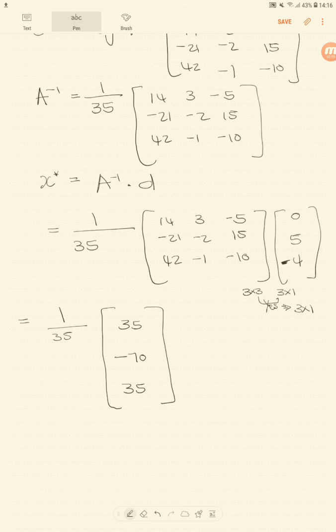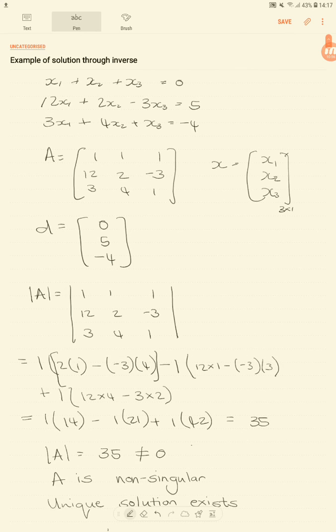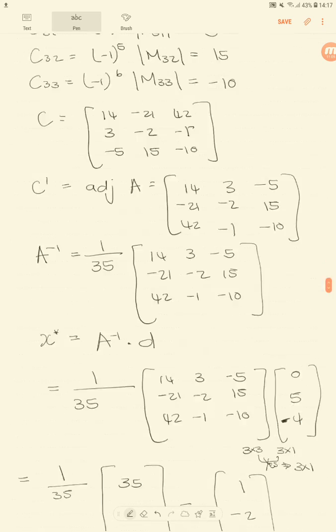Now we have a scalar times a matrix or vector, and we simply multiply the scalar with each element in the matrix, so we are left with the matrix 1, minus 2, and 1. This means that x1 is equal to 1, x2 is equal to minus 2, and x3 is equal to 1. If we take these values and replace them back into equation 1, 1 minus 2 is minus 1, plus 1 is equal to 0. So we know we have the correct solution.